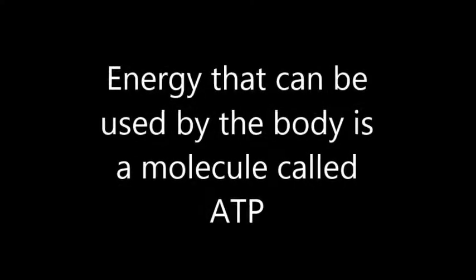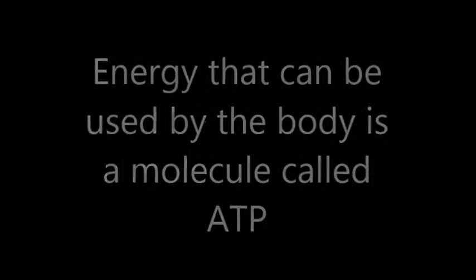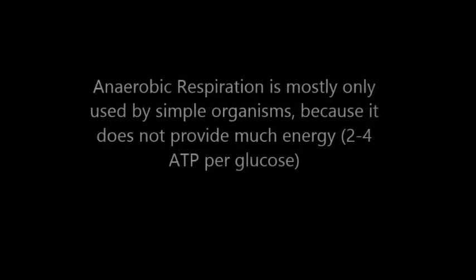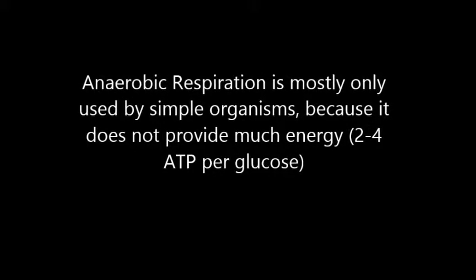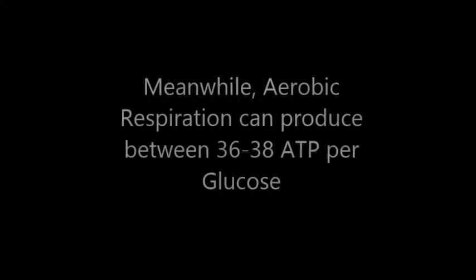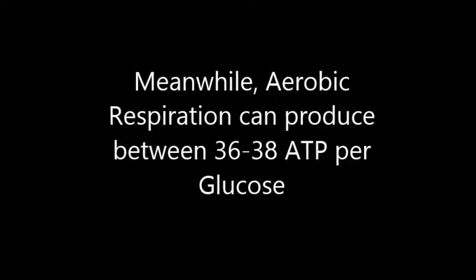Energy that can be used by the body is a molecule called ATP. ATP is produced by the body in a process called cellular respiration, which consists of 2 very different types. ATP can be made in anaerobic respiration, which is done without oxygen or in the presence of a mitochondria, or in aerobic respiration, which uses oxygen and occurs mostly in the mitochondria. Anaerobic respiration is mostly only used by simple organisms because it does not provide much energy, 2 to 4 ATP per glucose. Meanwhile, aerobic respiration can produce between 36 to 38 ATP per glucose.